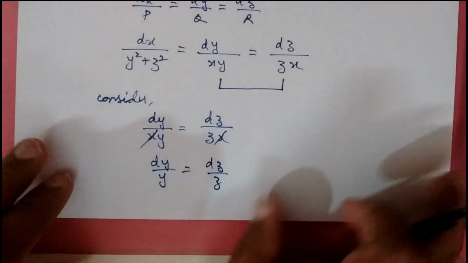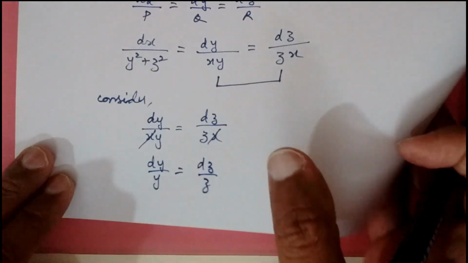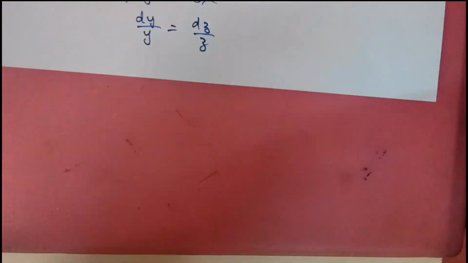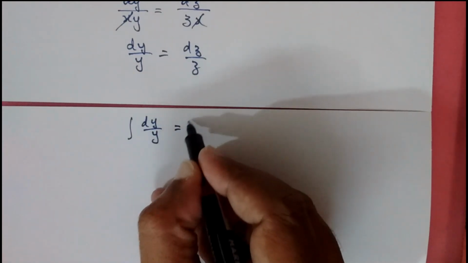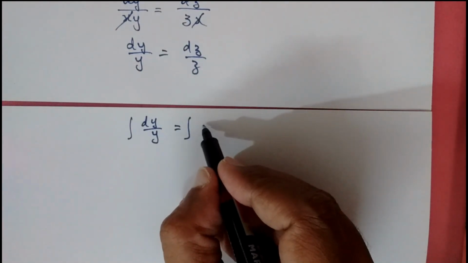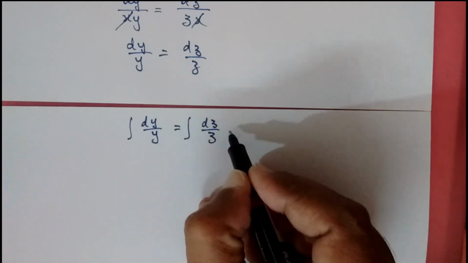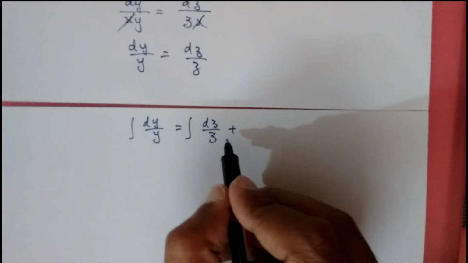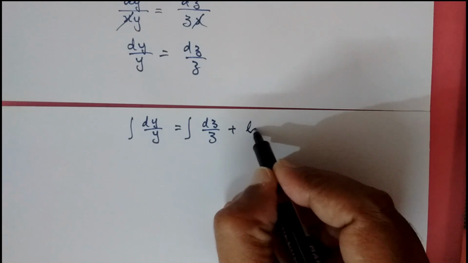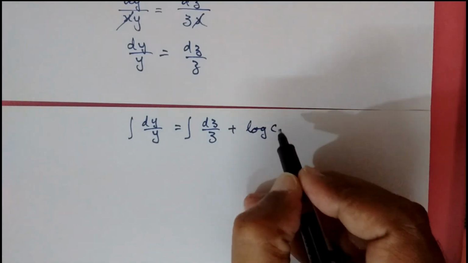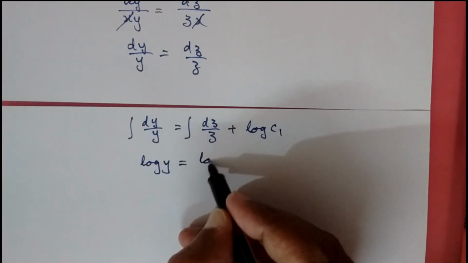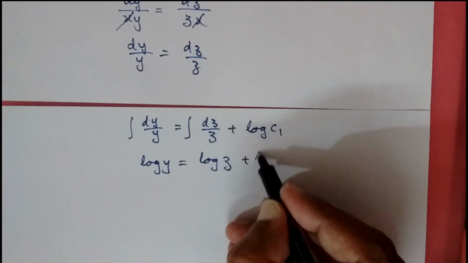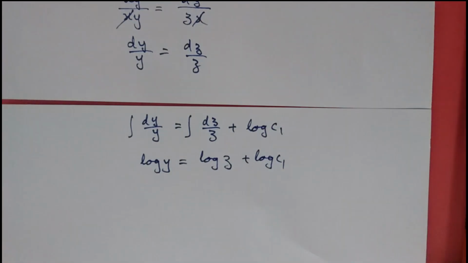So let us try to integrate this one. So if you try to integrate, we get the expression to be equals to integral of dy by y is equals to integral of dz by z. Because we know that its integral will be log, therefore you need to add the constant of integration as log of c1. So you get log of y is equals to log of z plus log of c1.